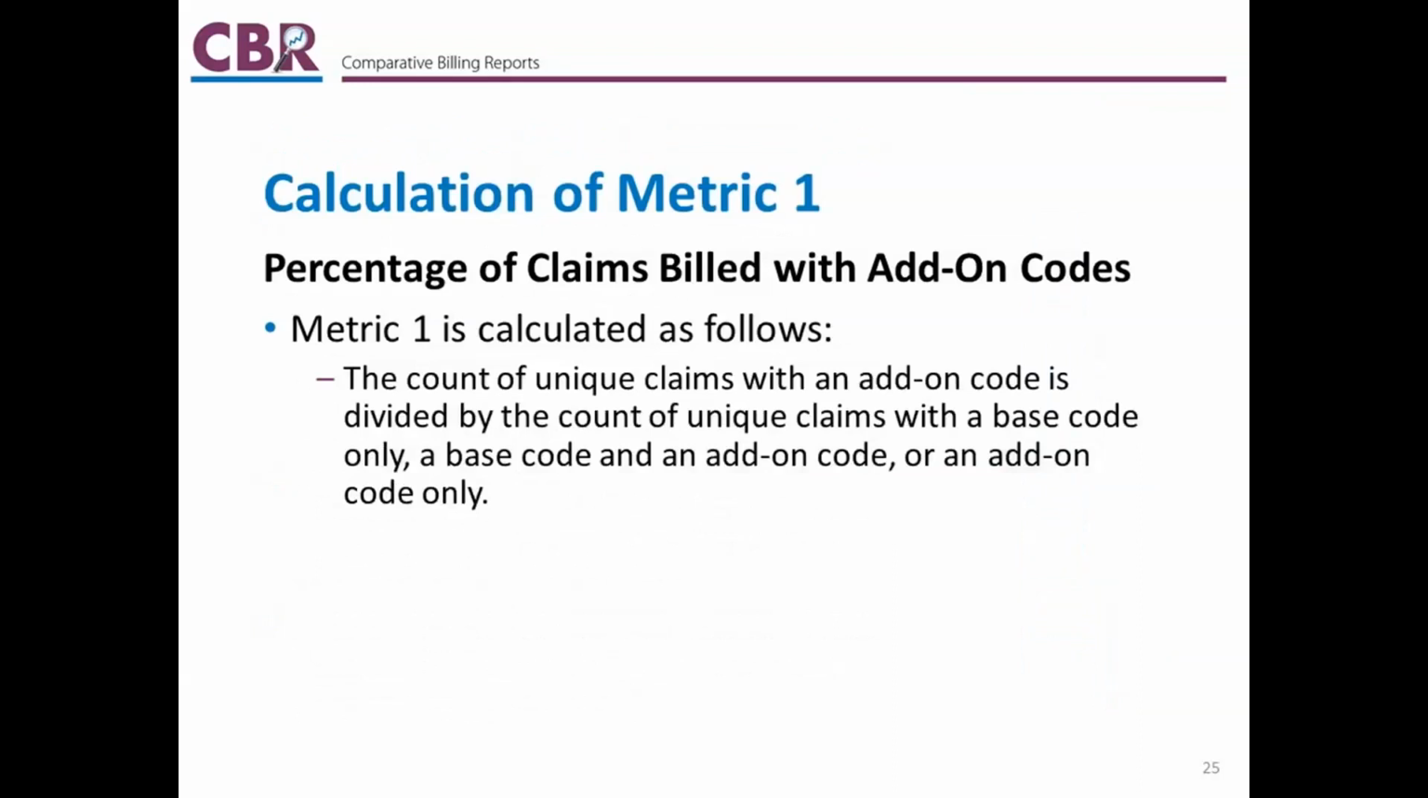Looking first at metric 1, the percentage of claims billed with add-on codes. To calculate metric 1, the count of unique claims with an add-on code is divided by the count of unique claims with a base code only, a base code and an add-on code, or an add-on code only. Let's look at the sample figures on the CBR for metric 1.